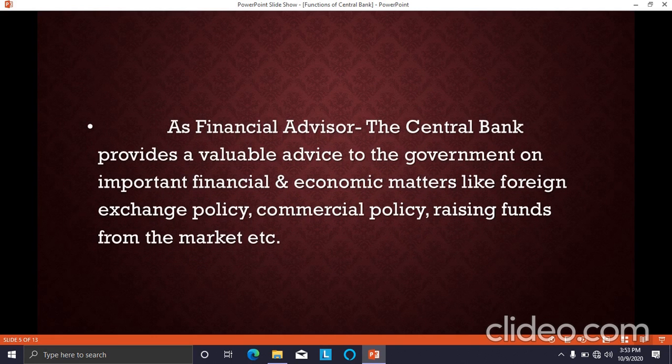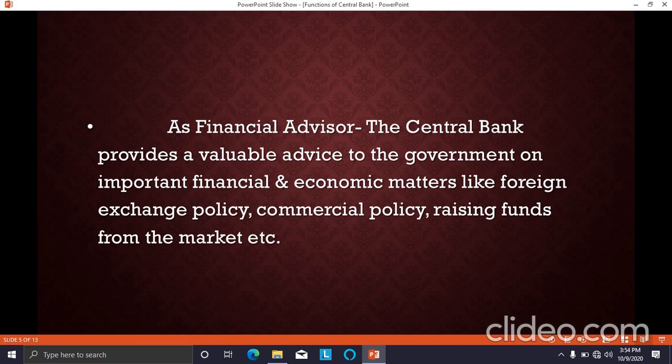The next function under the second function is as a financial advisor. Central bank provides advice to the government on economic and financial matters, such as foreign exchange policy, monetary policy, and commercial policy. Whenever the government requires capital and wants to raise funds from the market, how the funds have to be raised and what amount of funds should be raised, all that advice has to be given by the central bank.